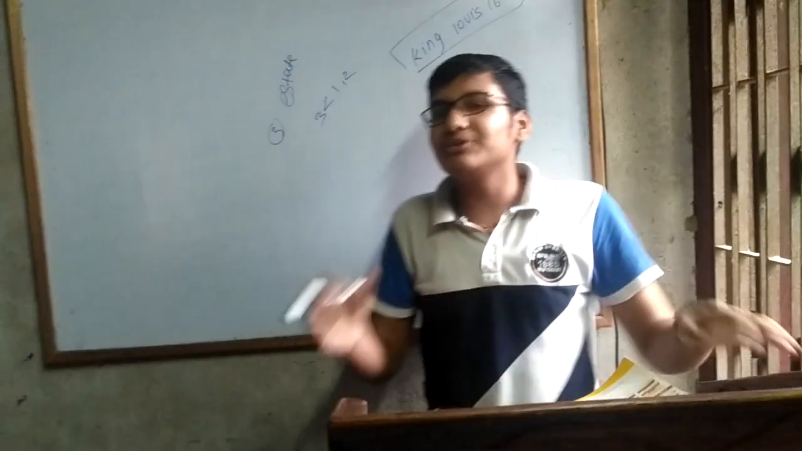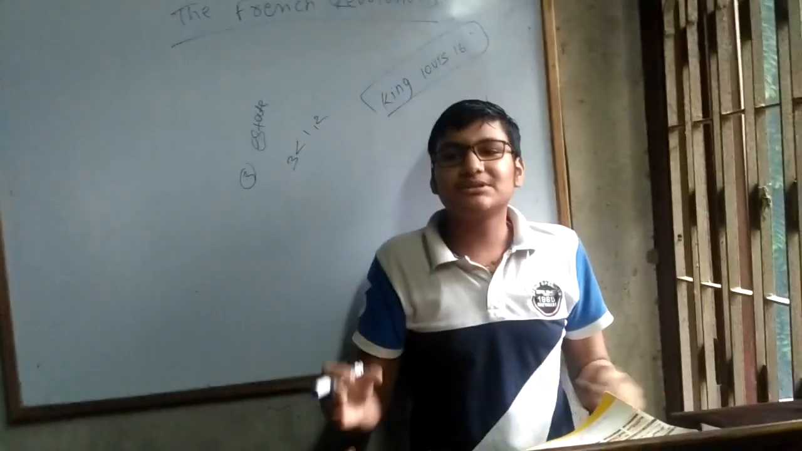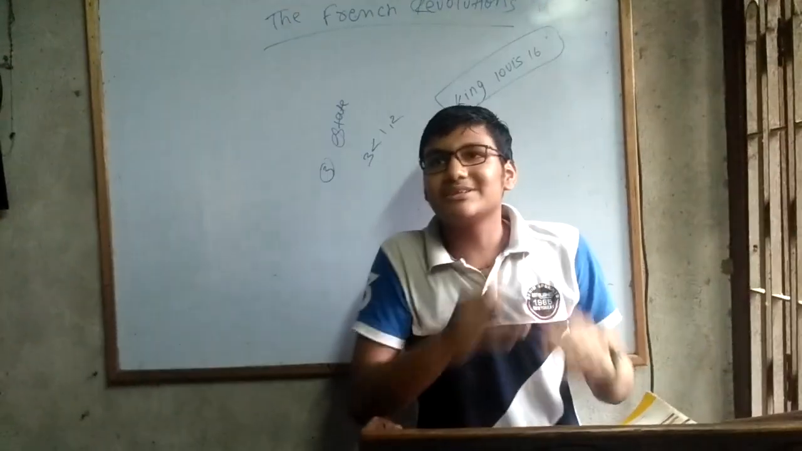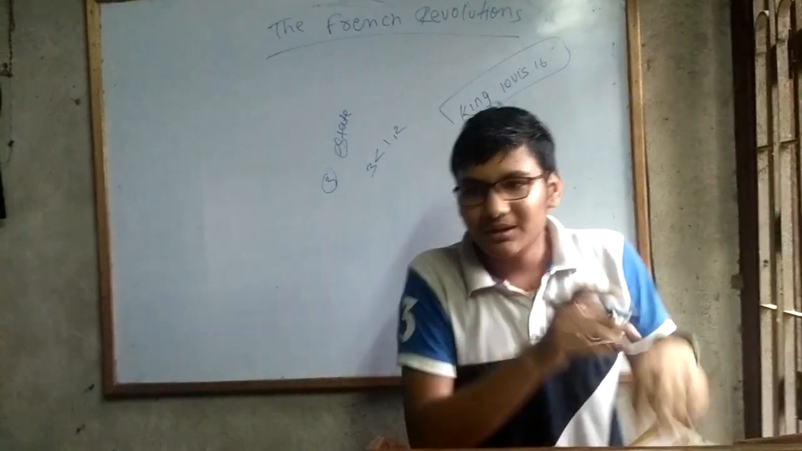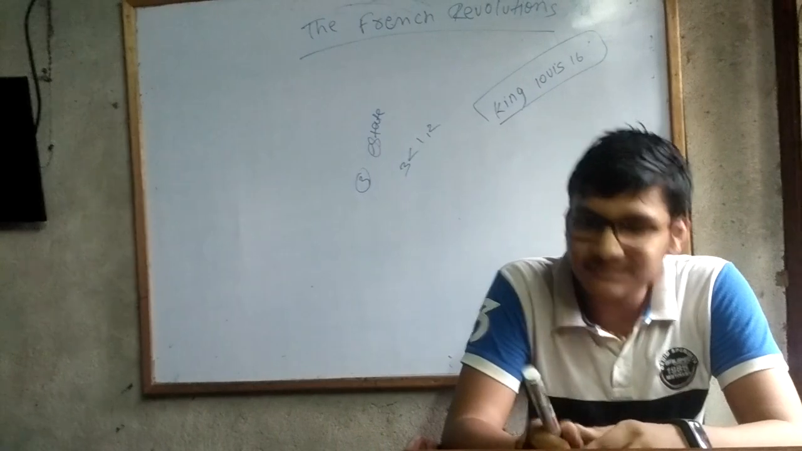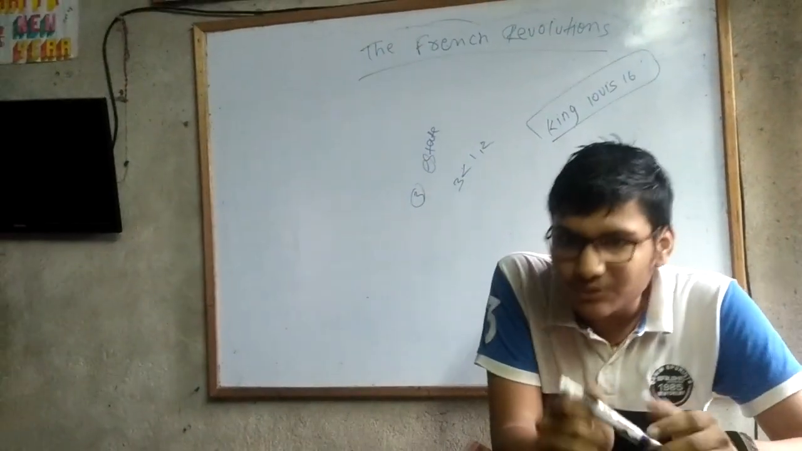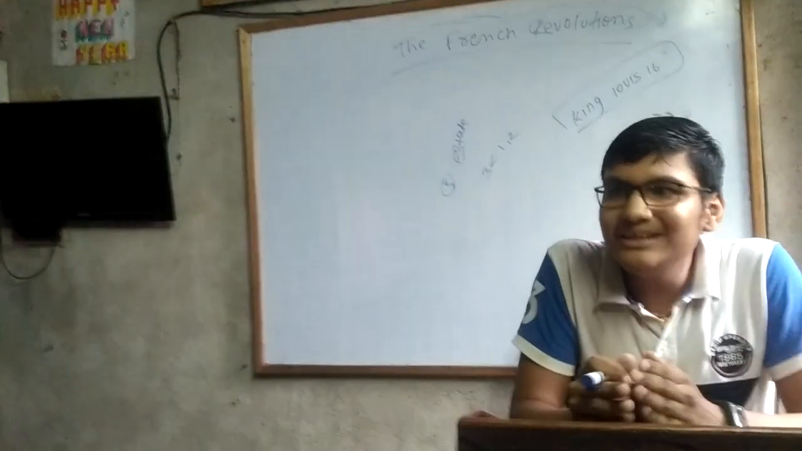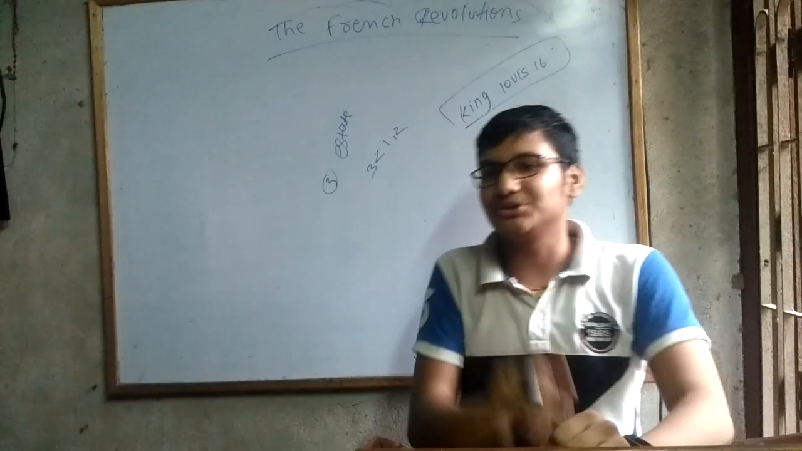So we can conclude that the third state was the poorest among them, and the first and second states were the richest. So this is the seed of the revolution.